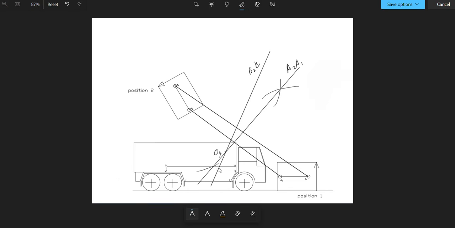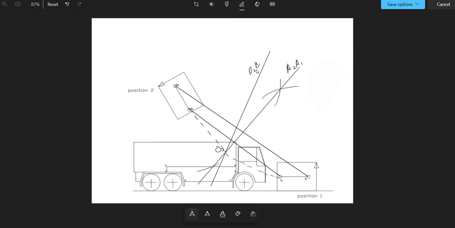So the next part of the question says you should join A2 to O4 with short dashes. Oh, sorry, it's O2. So the pivot here is O2. And then we join A2 to O2 with short dashes. We also join O2 to A1, also with short dashes. So after that, this becomes a pivot.